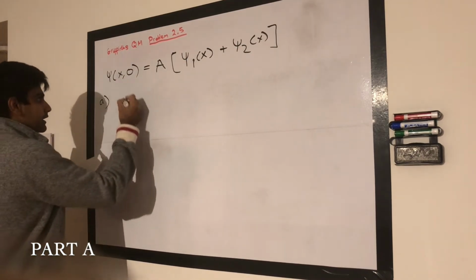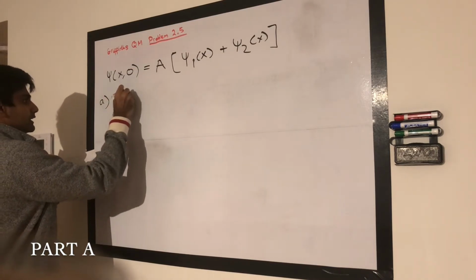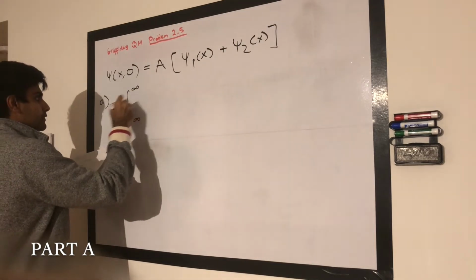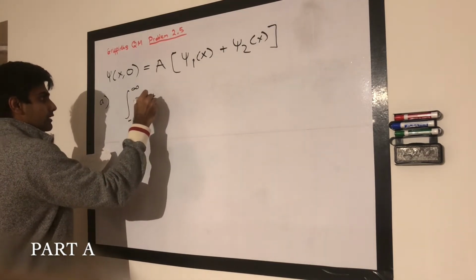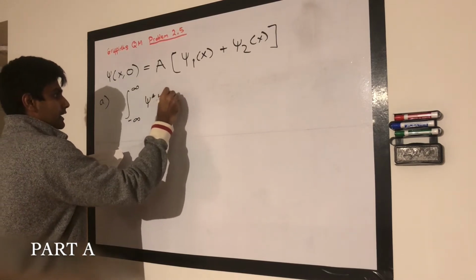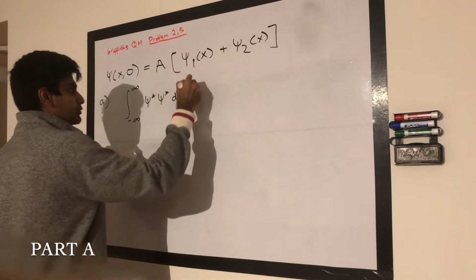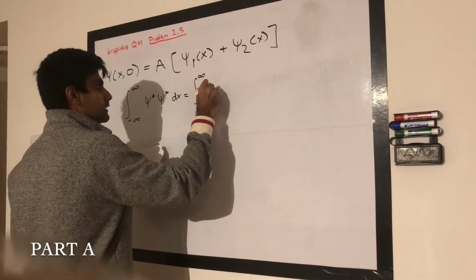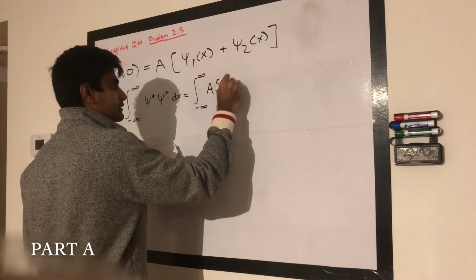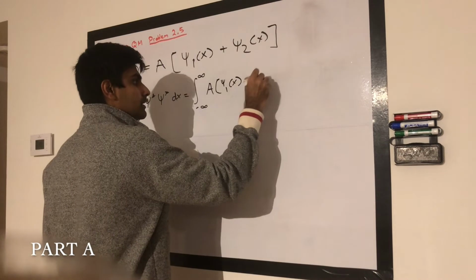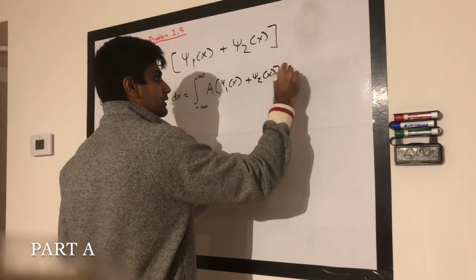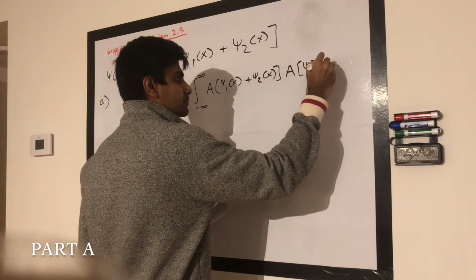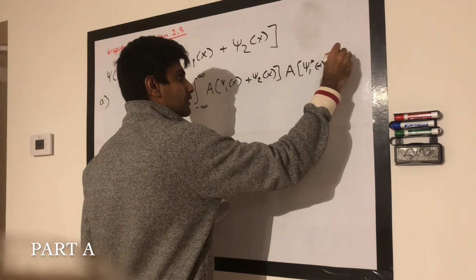So essentially normalize, and how we do that is we integrate from minus infinity to infinity of psi star and psi dx, which is just equal to those terms with their conjugates. So what we get is A psi 1 of x plus psi 2 of x, times A psi 1 star of x plus psi 2 star of x.